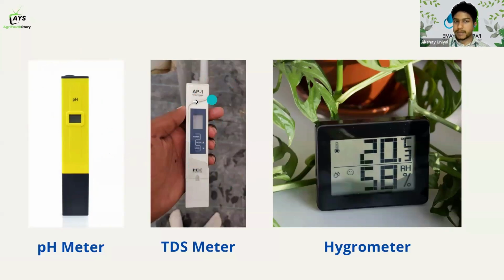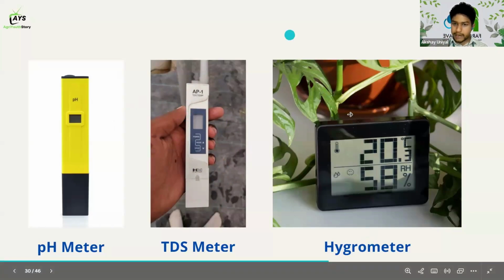Now, this is a TDS or ppm or EC pen. TDS, ppm, and EC are very similar in that they measure how much nutrient or how much foreign material is there in the water. Although these terms are used interchangeably, they have pretty much the same meaning. They have different units, but the same meaning. So this TDS pen will tell us the total dissolved solids, and the unit of it will be ppm, parts per million.